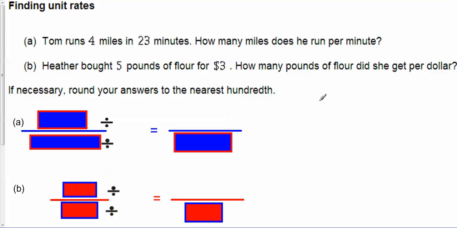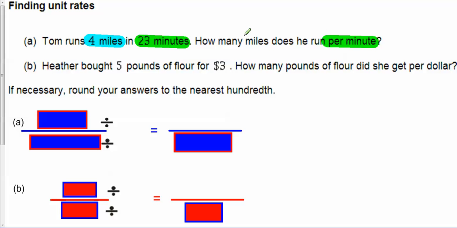Finding unit rates. So really what they should call this is writing an equivalent fraction, only not saying it's the equivalent fraction. Finding unit rates. So the key to this is matching your labels. Okay? So here, Tom runs 4 miles in 23 minutes. How far does he run per minute?